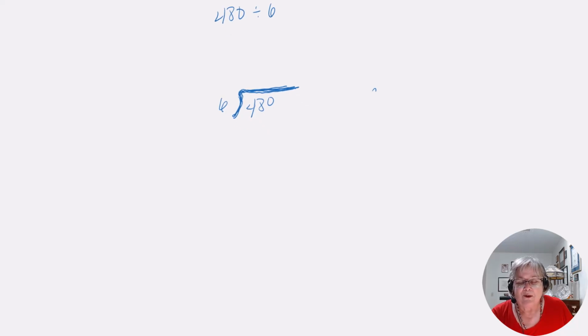So 6 won't go into 4, because 4 is too small, so you use 48. You're going to use those two digits, and you'll say, what can I multiply 6 by to get as close as possible to 48 without going too big? Well, exactly 8. 6 times 8 is 48. You subtract. Sometimes they'll call that going in evenly. Bring down the next column. What do you multiply 6 by to get 0? That would be 0.